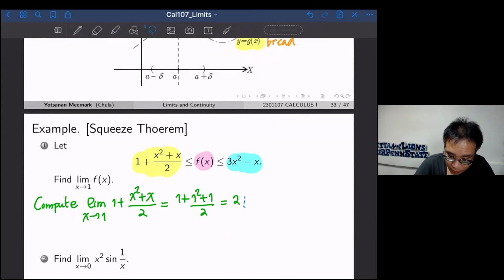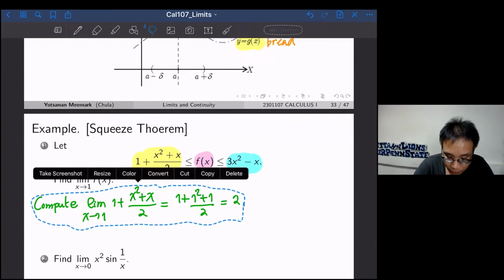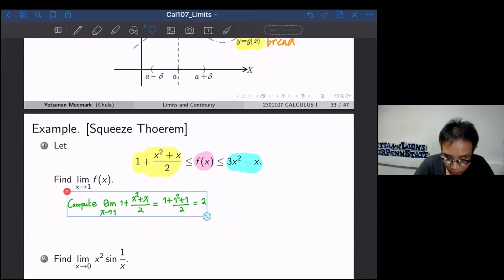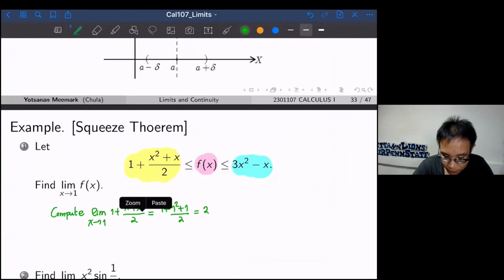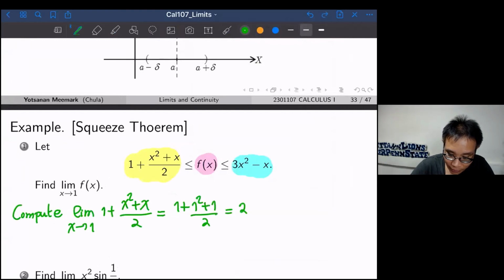Let me resize this one a little bit. So I don't know what to do. Let me recite this one a little bit.